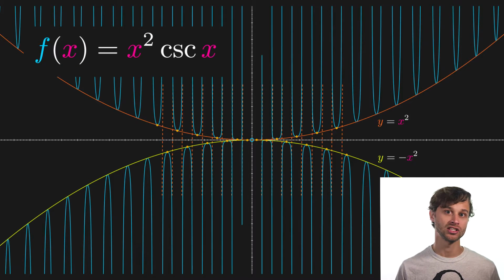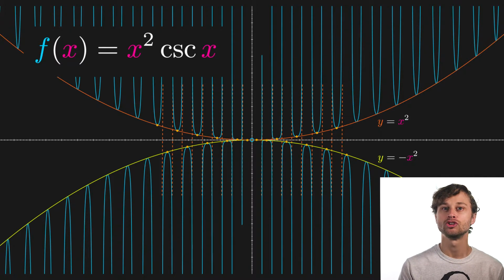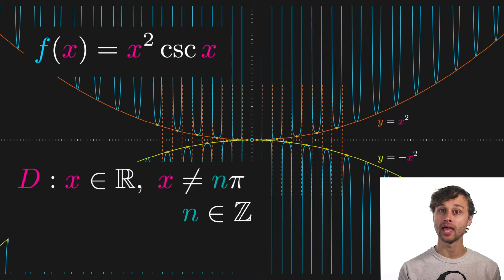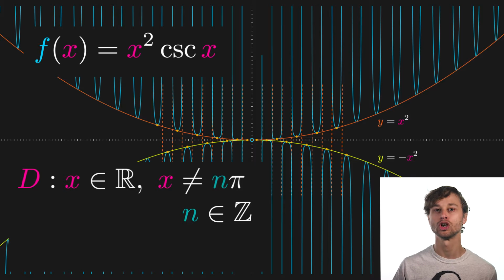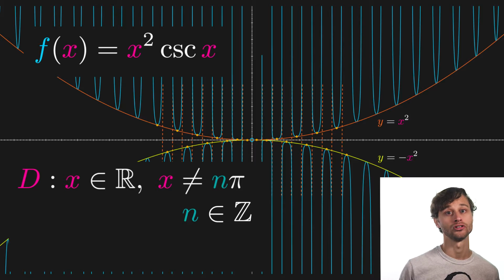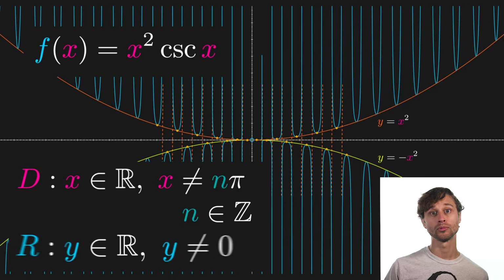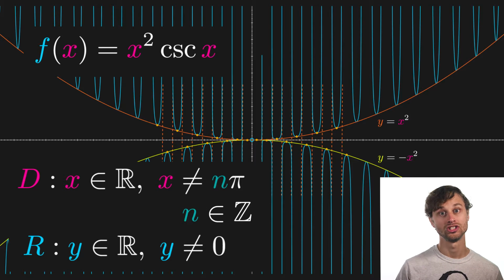Looking at the domain and range of this function, the domain is restricted to the same domain as the cosecant function. And that's because the cosecant function is restrictive of its own domain, which is all real numbers x not equal to multiples of pi. The quadratic function doesn't have any restriction on its domain. It's all real numbers. So the restriction of the domain simply falls on the cosecant part of the function. The range of this function is all real numbers except for y is equal to 0.